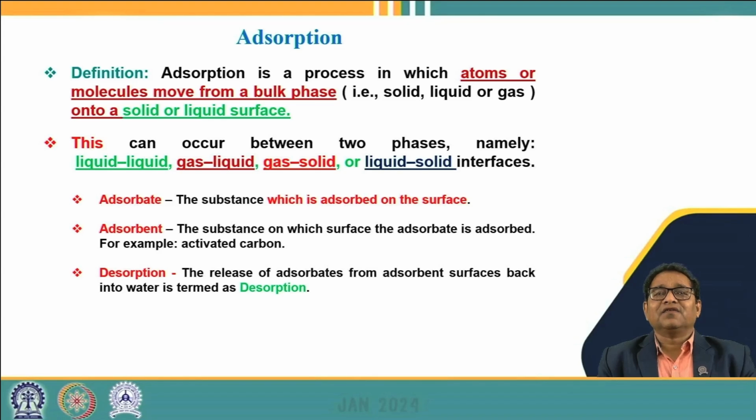And then there is a similar process which we call desorption. Desorption is the release of the adsorbate from the adsorbent surface back into the water. The desorption process is the antonym of the adsorption process. Adsorption means the uptake of the molecules or atoms or the pollutant onto the surface of the adsorbent, whereas desorption means the release or separation of the adsorbed molecule from the surface of the adsorbent to the bulk phase.